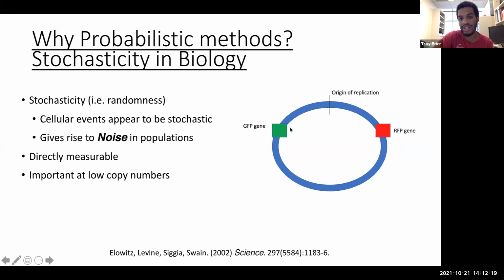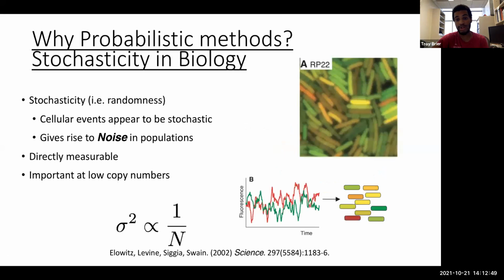What this experiment did is they put two reporters on opposite sides of the circular genome at equal points. If biology was deterministic, what you would expect to see is that both of these genes would be copied at the same time, and therefore their messengers would be produced at the same time. Thus, you would have both green and red fluorescent proteins being expressed, and you would get some combination of them presenting as a yellow color. By doing this, they were able to directly measure it.